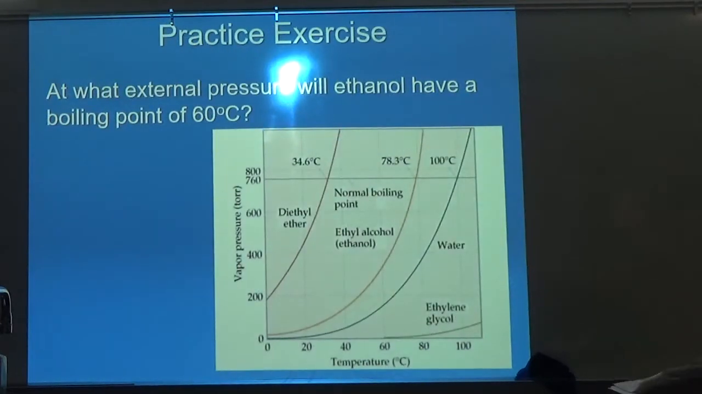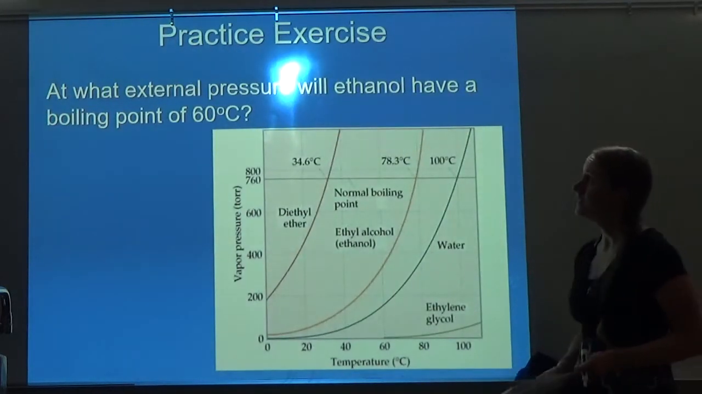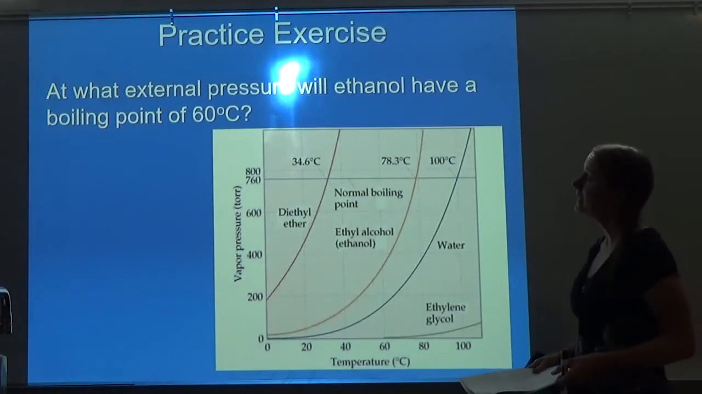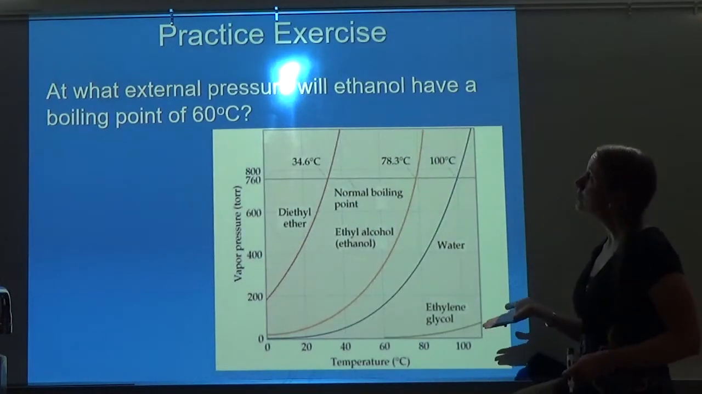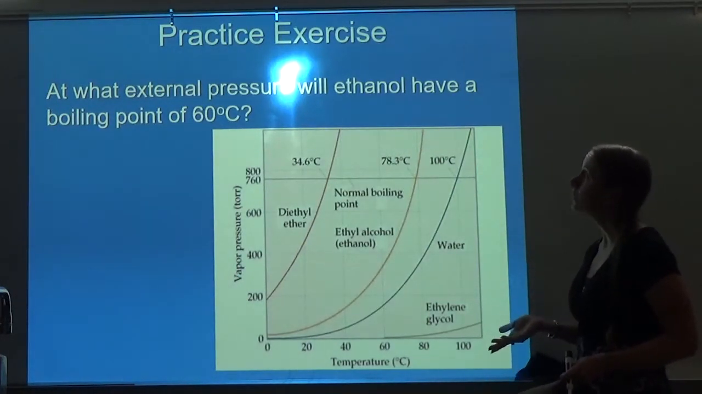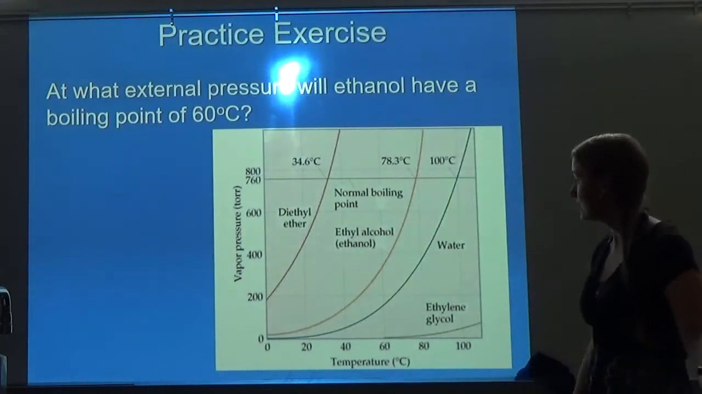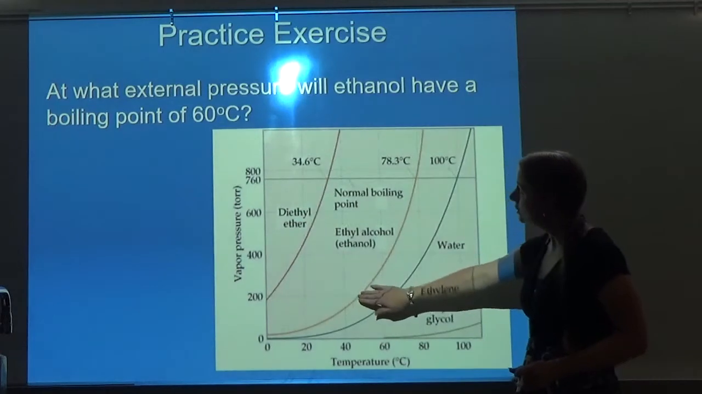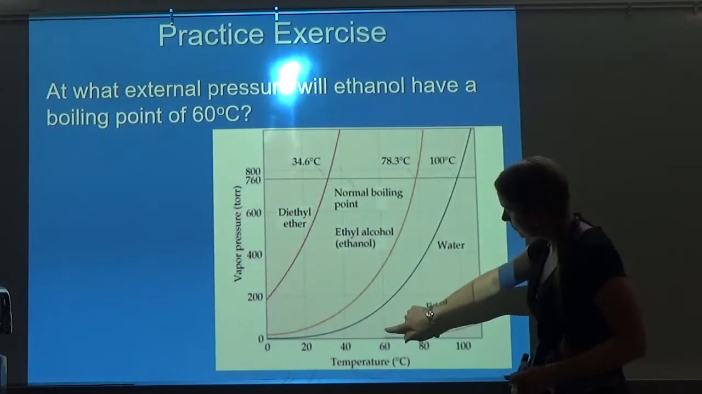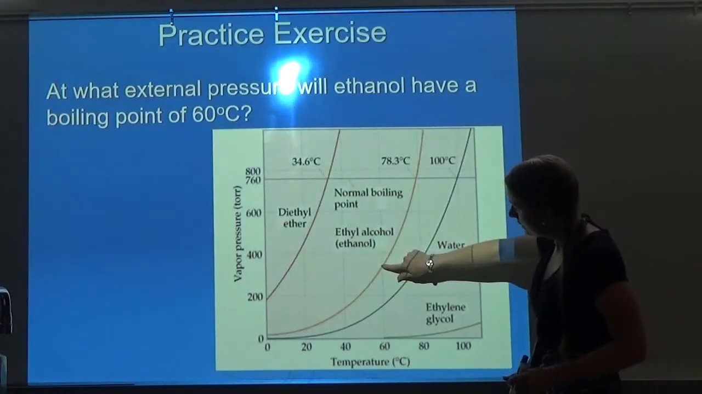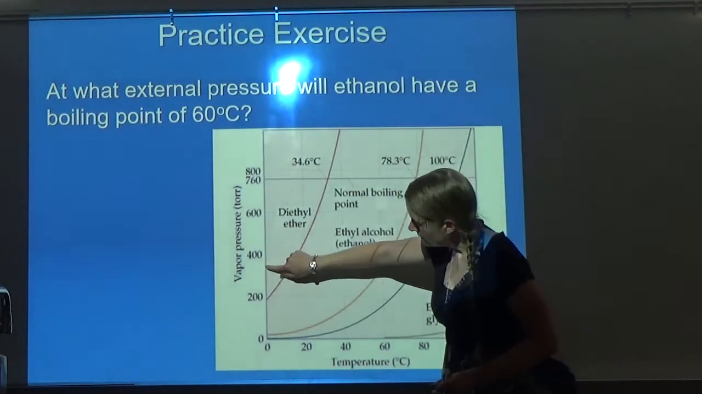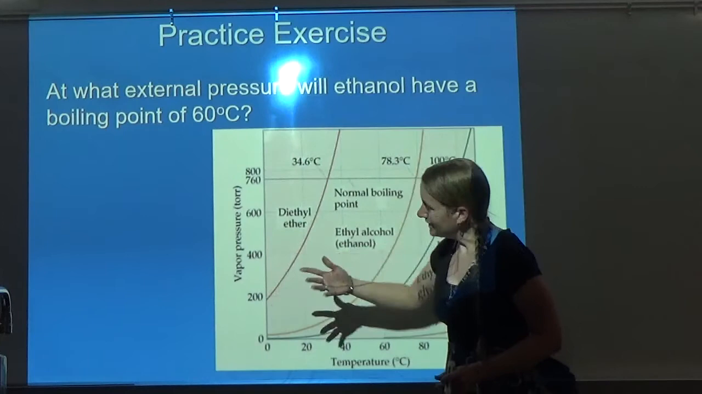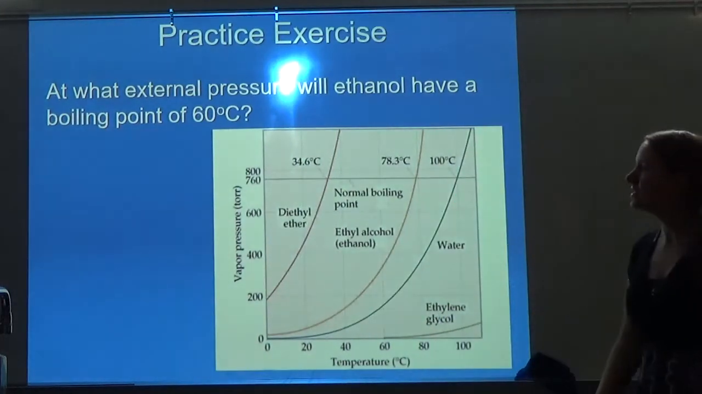All right, so maybe pause it and you try the next one. And so then I'll assume you've done that, we'll look at it together. So it says, at what external pressure will ethanol have a boiling point of 60 degrees Celsius? So I find ethanol, so here's my ethanol line right here. We are looking at 60 degrees Celsius. So right here, and then I go across. So I'm about right here. So it looks like maybe 330-ish, 340-ish.